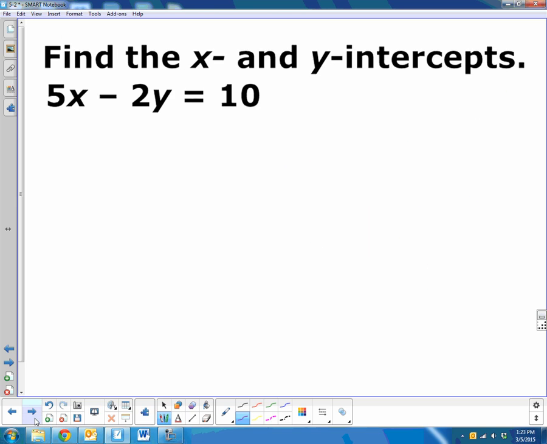Let's see if we can use that to help us in this problem. I know that if I want to find the x-intercept, I'm going to start with the x-intercept simply because it's first in the alphabet.